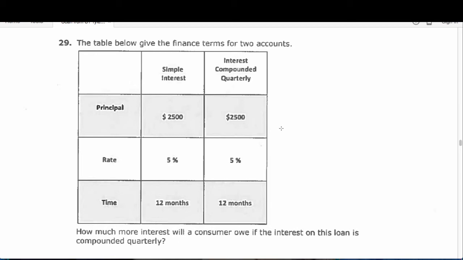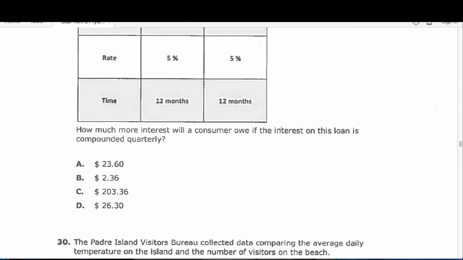Question 29. The table below gives the financial terms for 2 accounts. Please raise your hand to have the table read to you. How much more interest will a consumer owe if the interest on this loan is compounded quarterly? A. $23.60. B. $2.36. C. $203.36. D. $26.30.